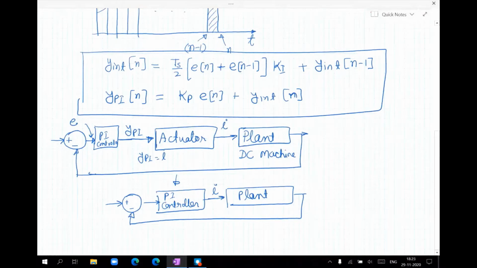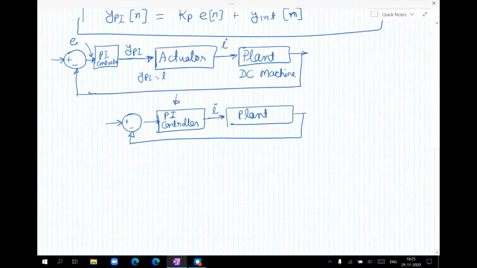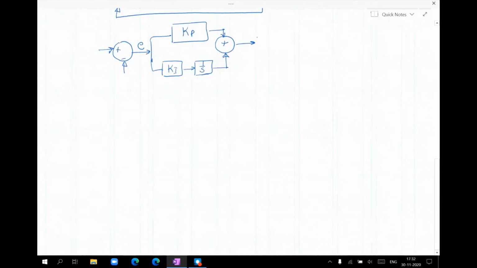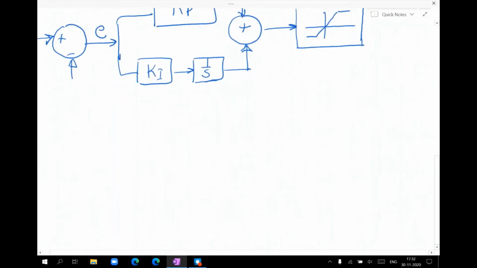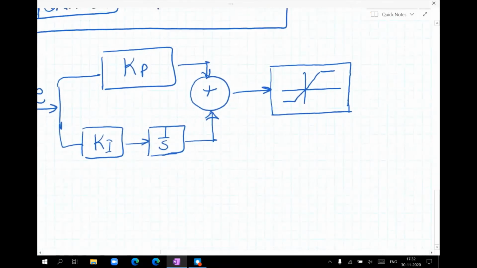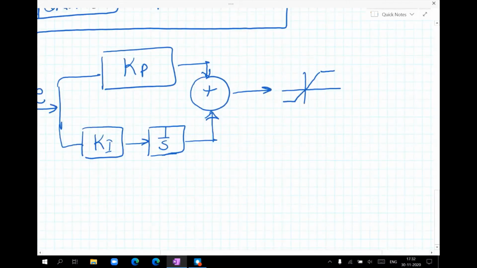So in this case, the output of the PI controller has to be limited. Now if we want the output of the PI controller to be limited, how to implement this limiter? Let us say the output of the PI controller has a saturation block, which means we have a positive limit and a negative limit.